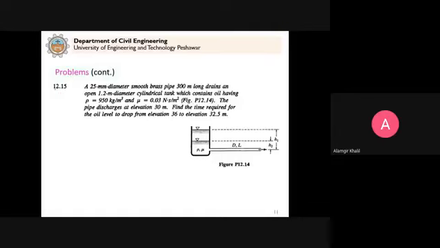Next, we consider another problem. In this case, we have a 25 millimeter diameter smooth brass pipe. This is the pipe, so its diameter is 25 millimeter. It is 300 meter long. The total length is 300 meter from here to here.